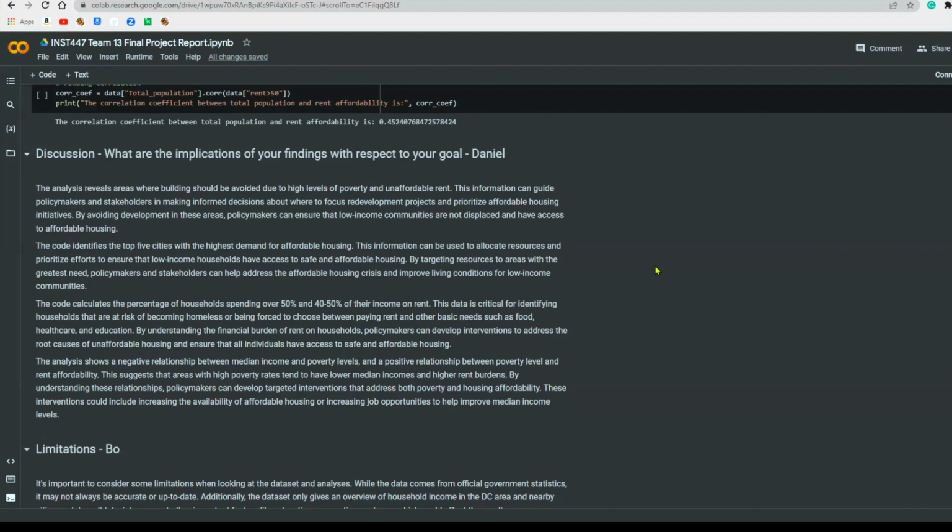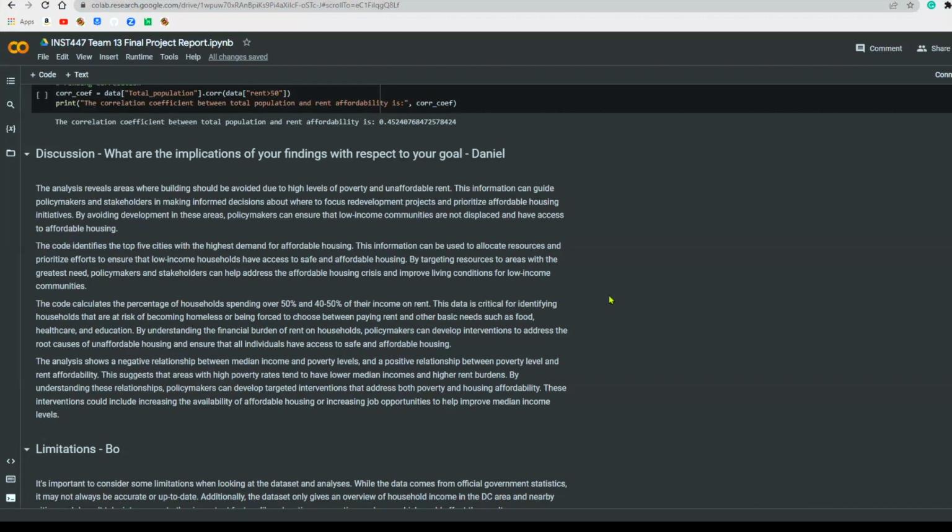A big differentiator on that was rent: what percentage of their income they were using for rent, and also the poverty levels for that area. So like I said, our information could be used to prioritize efforts to ensure that low-income households have access to safe and affordable housing.